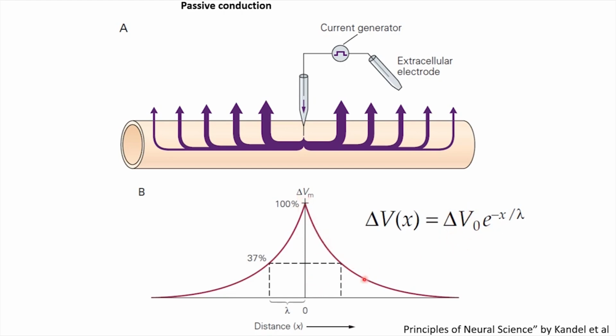And then as we go farther away, we see an exponential decay. And the rate of this decay is determined by this parameter lambda. So when x is equal to 1 lambda, then the value becomes delta V naught e to the power minus 1, or it becomes 37% of the maximum value. So that distance is equal to 1 lambda.